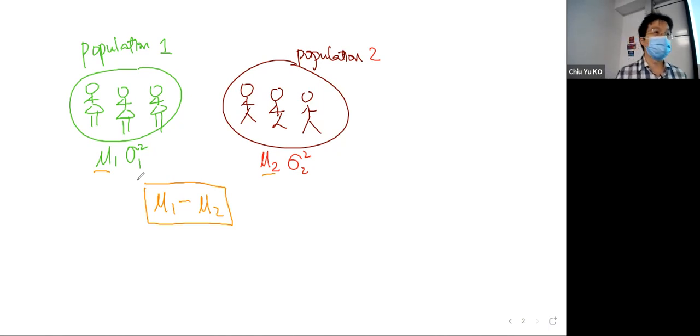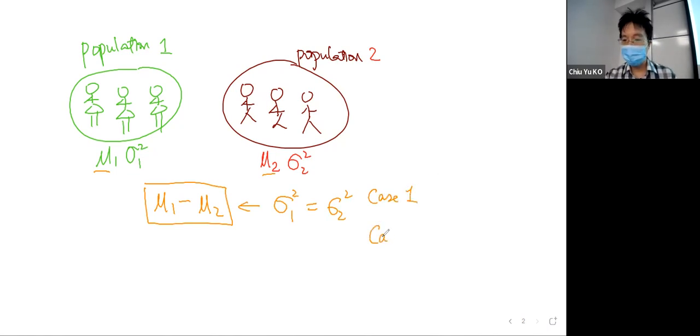So this is the interest we are looking at. What is important here is that the question depends on whether sigma square 1 is the same as sigma square 2. This is what we call equality: they have equal variance. This is case 1, and we'll look at it today. If we have time, we also look at case 2, which is when they're not equal. So these are the first two cases we're going to look at.